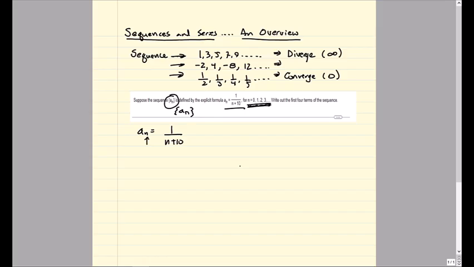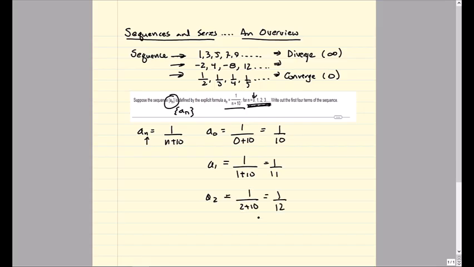So what we would do then, if we want to find the first 4 terms, we actually start with 0. So don't think the first term starts with a sub 1 because this is defined to start with 0. So for a sub 0, what we would do is we would plug in 0 then for any n that you see in this expression. So that would be 1/10. A sub 1 would be 1 over 1 plus 10, which would be 1/11. A sub 2 would be 1 over 2 plus 10, which is 1/12. And a sub 3 is 1 over 3 plus 10, which is 1/13. So the terms of the sequence are listed here.